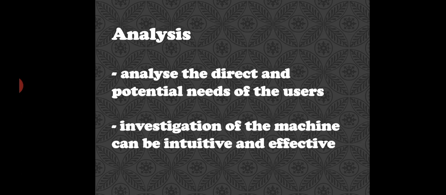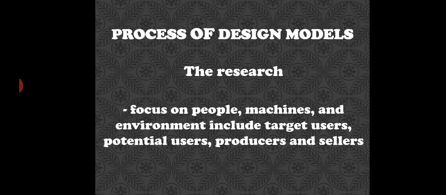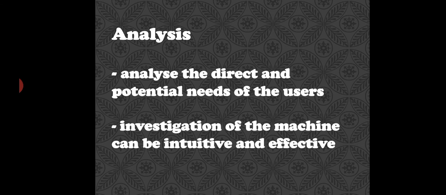The process of the design model. The first point is research. The research phase is primarily focused on people, machine, and environment, including target users, potential users, manufacturers, sellers, recycling, and others. It relates to the product lifecycle, gender, age, education, income level, as well as other factors that reflect status and lifestyle. These values have a profound impact on future product design direction.